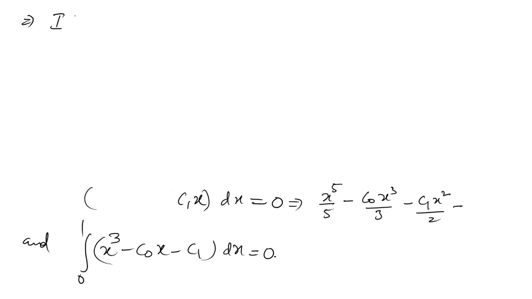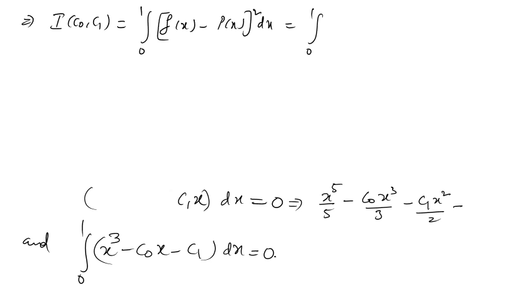This implies I of c0, c1 is equal to the integral from a to b, that is 0 to 1, w of x, which is 1, and what is this? f of x minus p of x, this whole square dx. f of x is given as x cube, and p of x is c0 x plus c1, this whole square dx. I have to minimize this function.